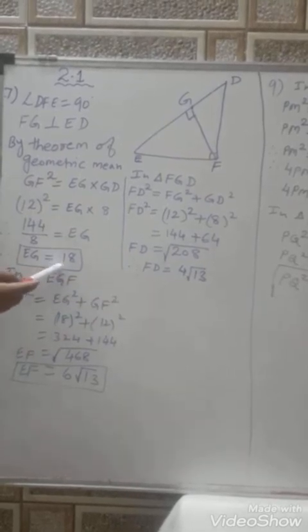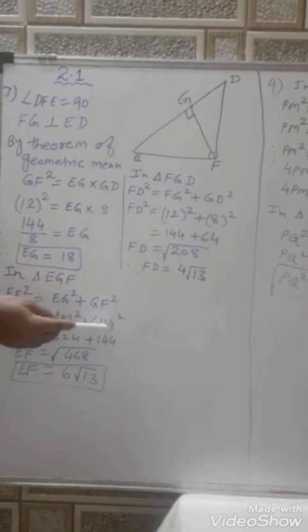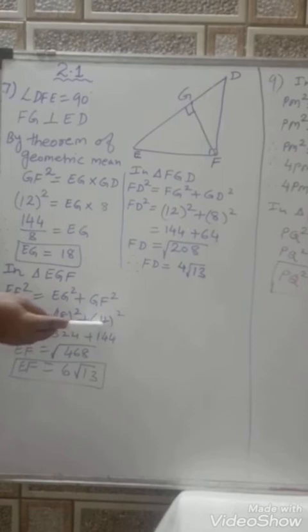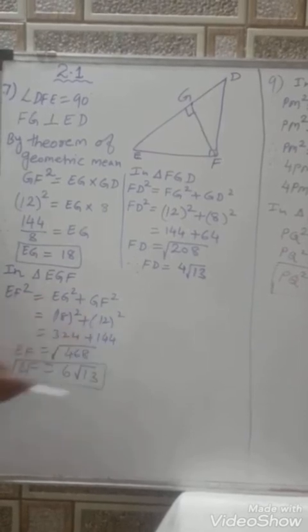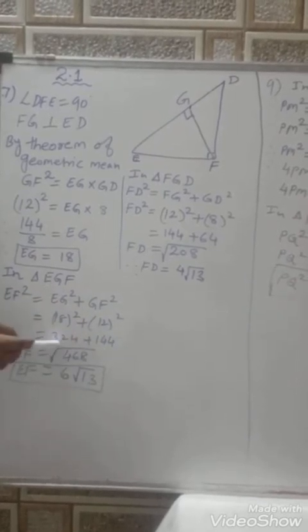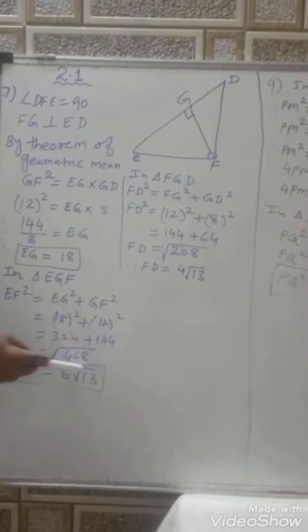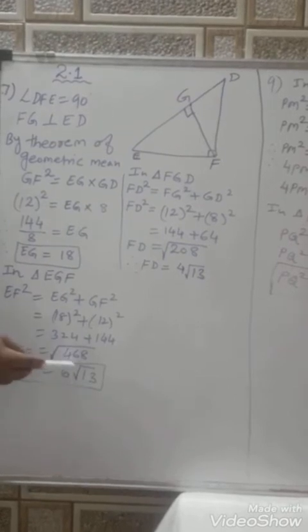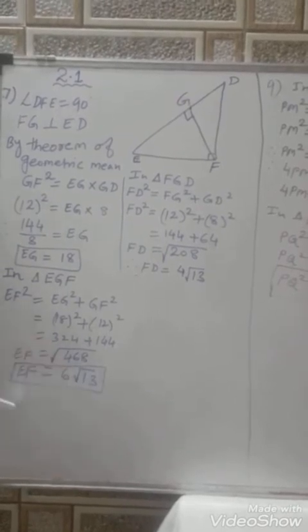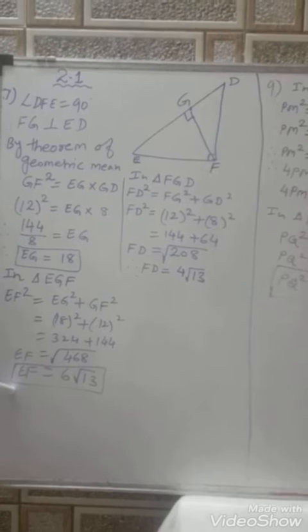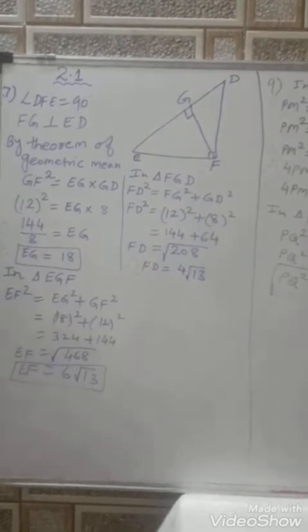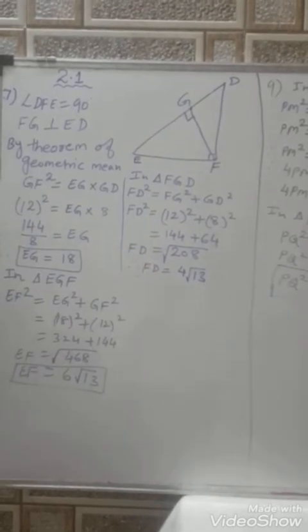EG is 18. GF is given as 12. 18 square is 324. 12 square is 144. Now EF equals, add 324 plus 144. So you get 468. So the square root of 468 is 6 root 13. So that is your value of EF. So this way we get all three: EG 18, FD 4 root 13, EF 6 root 13.